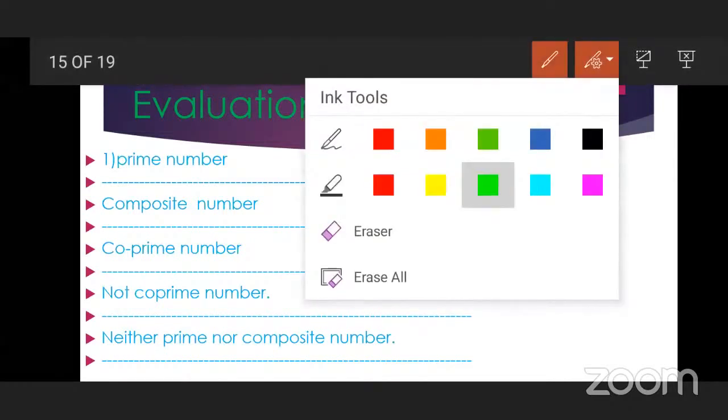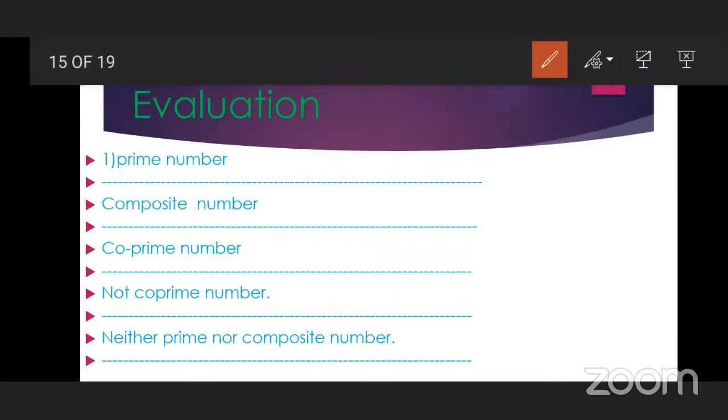Tell me one example of a prime number. 3. Yes, 3, then 2, 5, 7. These are the examples of prime numbers because they have only two factors, one and the number itself. So these numbers are called prime numbers.